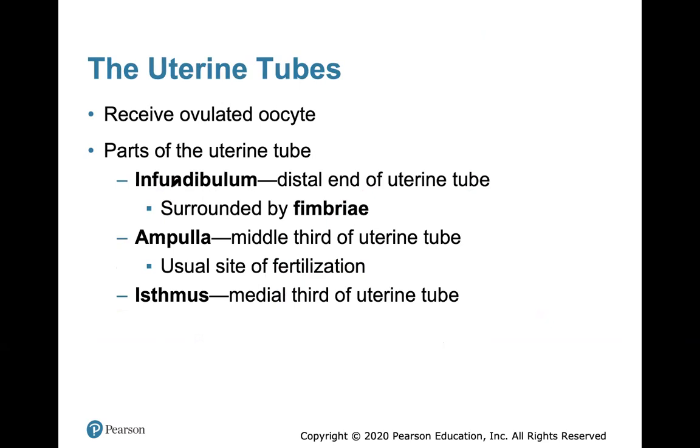The infundibulum is the distal end of the uterine tube, and it's surrounded by fimbriae, which will help kind of carry or gather the egg into the uterine tube. The ampulla is the usual site of fertilization, and I'm sorry, I misspoke there. This is a test question. The ampulla is the usual site of fertilization, and then the isthmus is the medial third of the uterine tube.